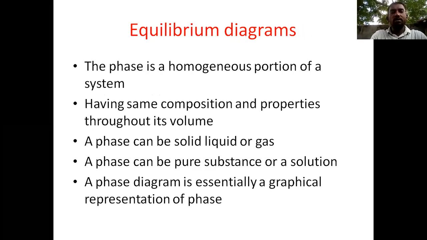So coming to the phase. A phase is a homogeneous portion of a system. What is the second point? Having the same composition and properties throughout its volume is known as a phase. So a phase is a homogeneous portion of a system that has uniform composition and properties throughout its volume.